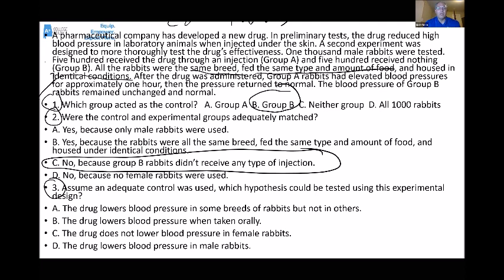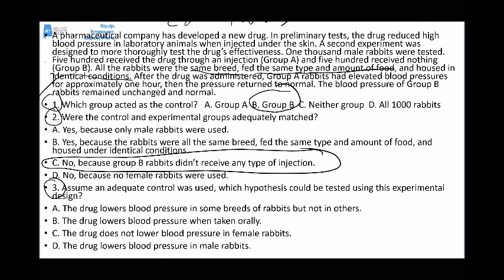So question 3, assume an adequate control was used. So let's assume that we did give the group B rabbits an injection. Which hypothesis could be tested using this experimental design? Someone want to unmute and tell me what you said on number 3?